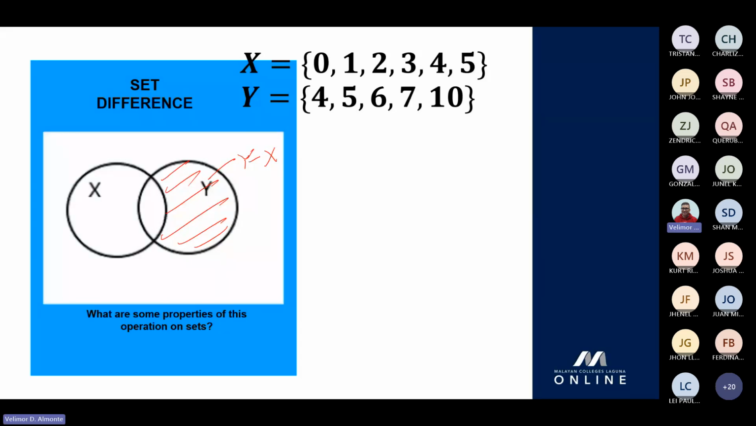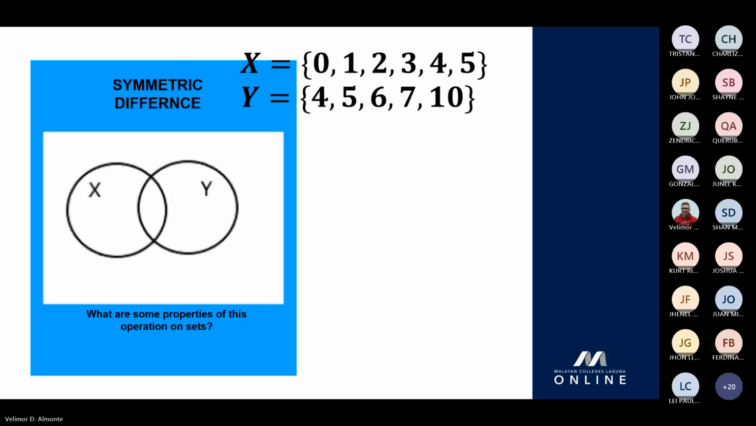See? So these are the operations. Next is set symmetric difference. Now, the word symmetric means symmetric. This side, at the same time, this side is shaded. So what is that? Symmetric difference is the set of elements except the intersection.